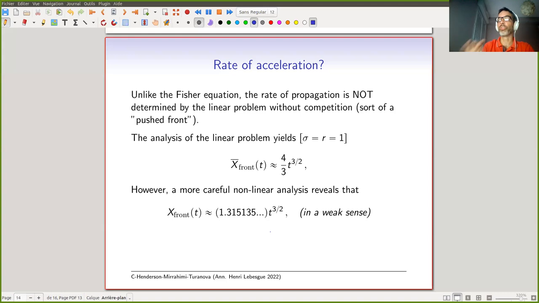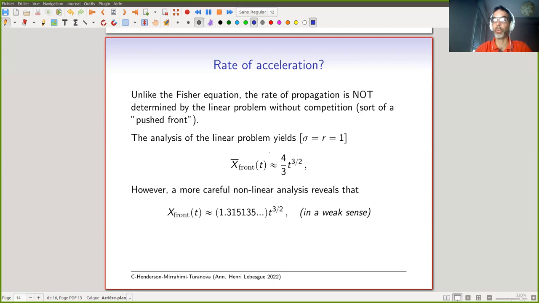And then I wanted to mention two last points. The first one is that you can be a bit more precise about the rate of acceleration when you're in the transient region. And for the mathematician, there is an interesting point: unlike the Fisher KPP equation, the constant in front of the T to the 1.5 is not determined by the linear problem. So competition plays a role in the rate of acceleration, and you see only the constant and not the rate itself. And the way you see it is by numbers.